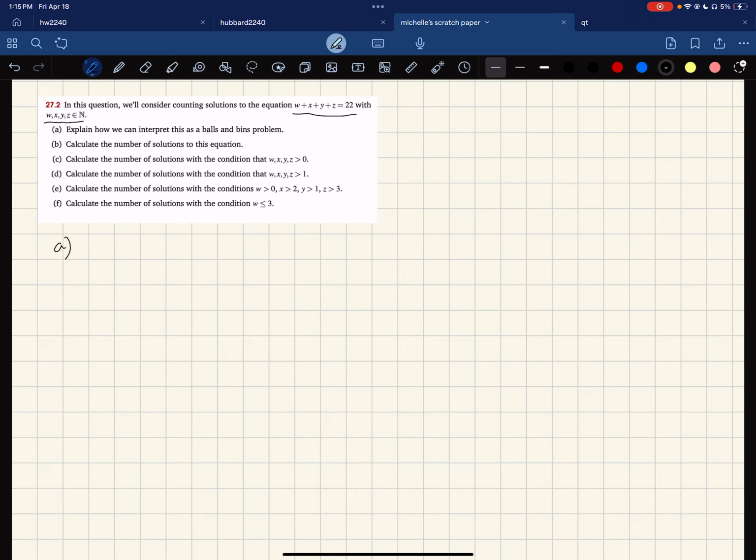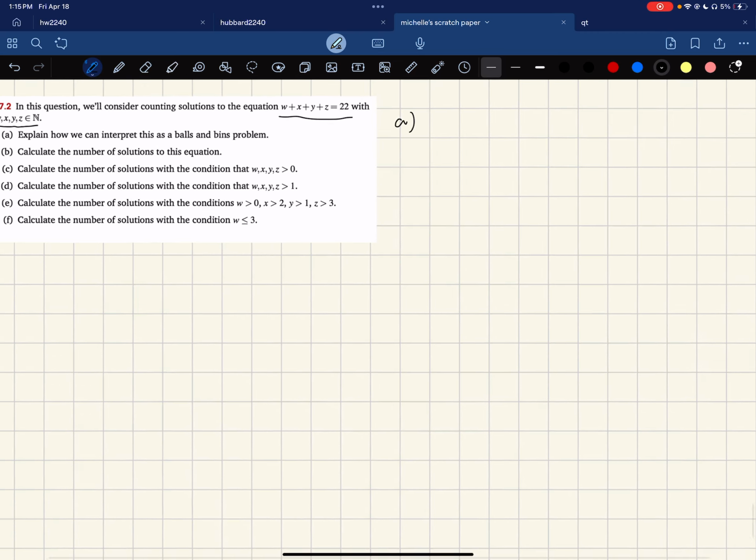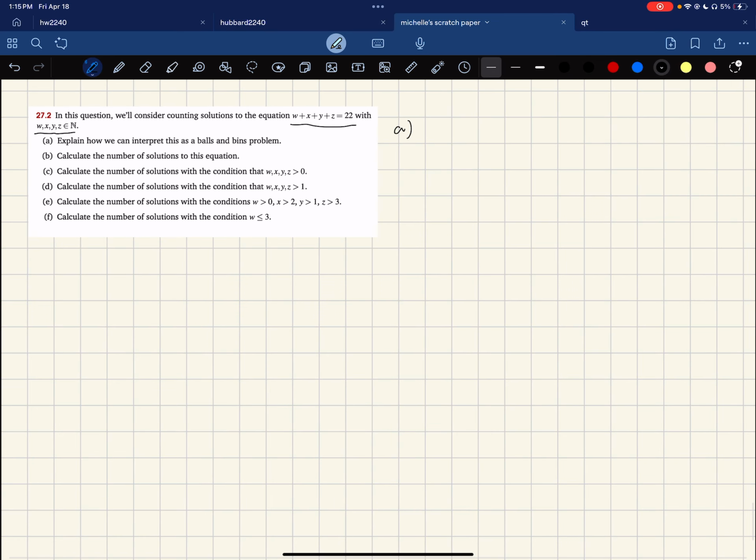Question A is asking, how can we interpret this as a balls and bins problem? Actually, I don't have that much space on this page, so let's put A here. So basically it's asking how can we interpret this as the type of question where we have some amount of balls and we want to distribute them.